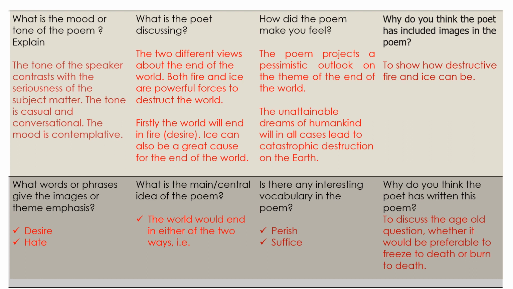Is there any interesting vocabulary in the poem? Obviously, we have the two words perish and suffice. Now, why do you think the poet has included images in the poem? The poet has included images to show how destructive fire and ice can be. Why do you think the poet has written this poem? To discuss the age-old question whether it would be preferable to freeze to death or burn to death.